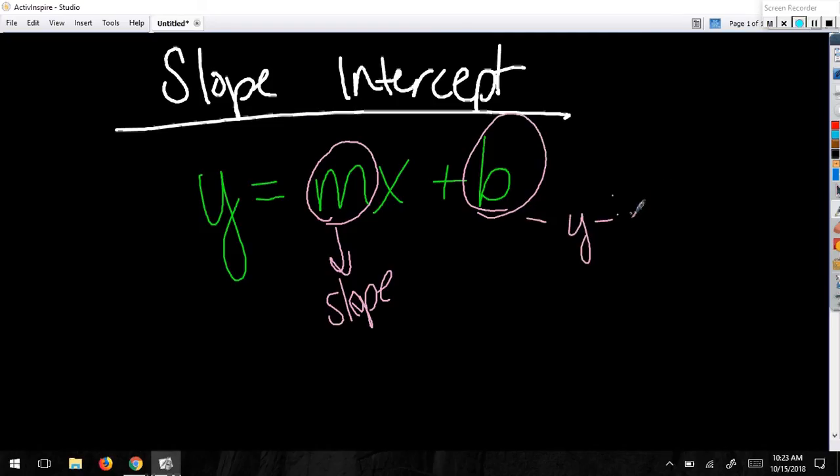Now remember, how many points do we need to graph a line? What's the bare minimum to graph a line? 2. Right? Remember we graphed the two intercepts and we connected them? One point on X and one point on Y, right? So we need a bare minimum of 2 points.